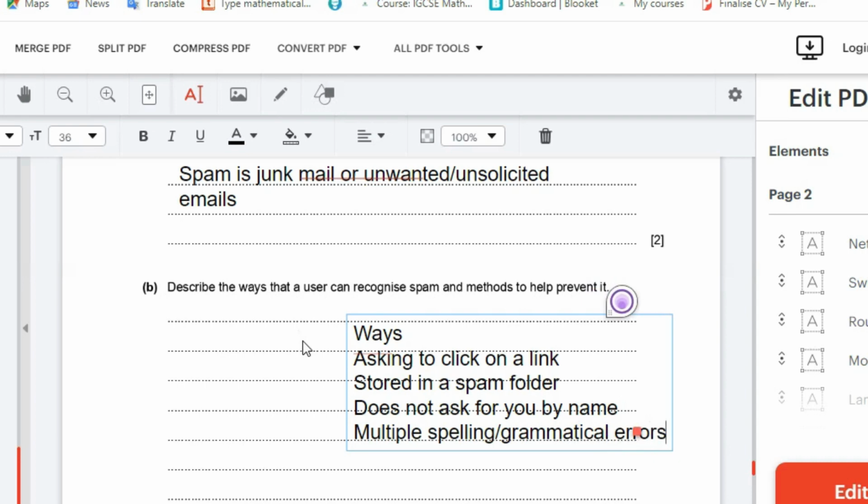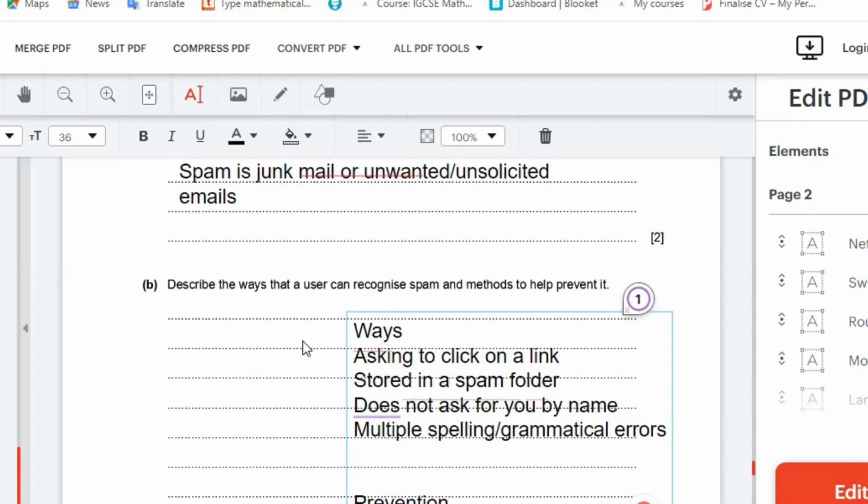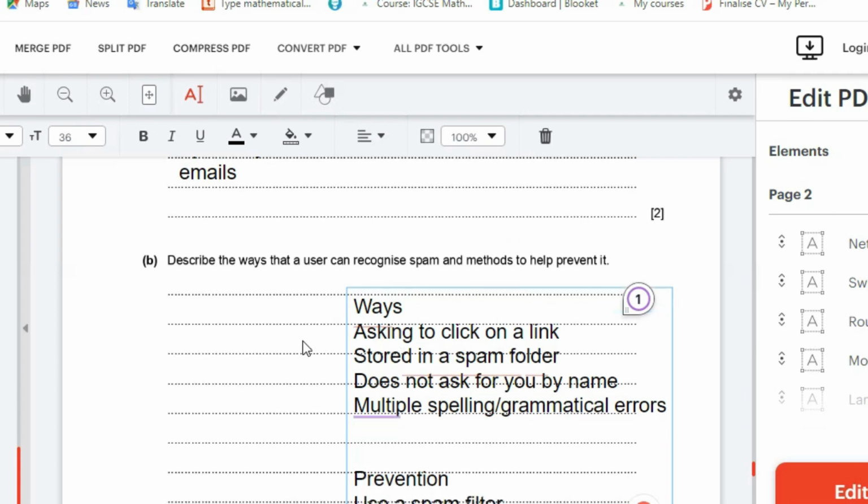All these are pointers to make you know that a message is spam. So how can we prevent it now? Prevention. How can we prevent it? 1, use a spam filter. 2, not replying to spam emails.